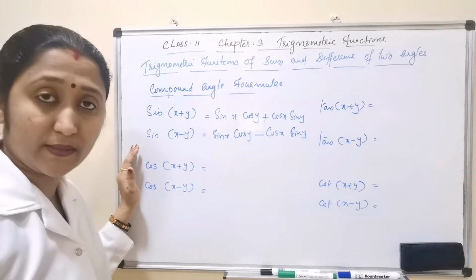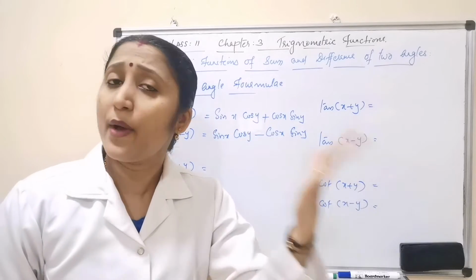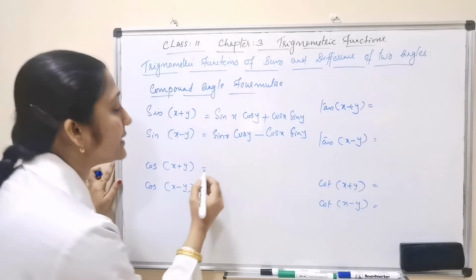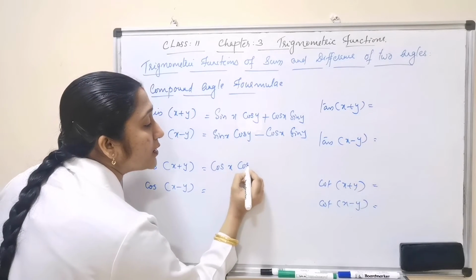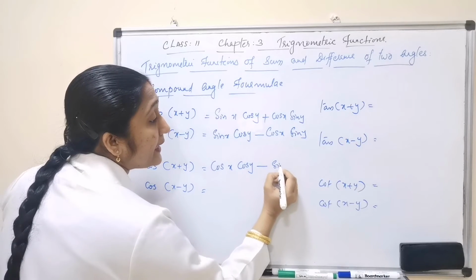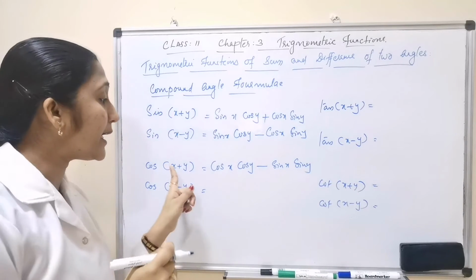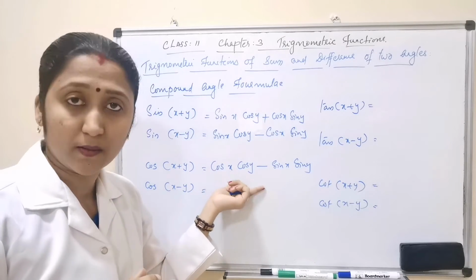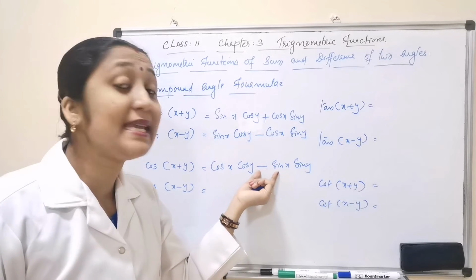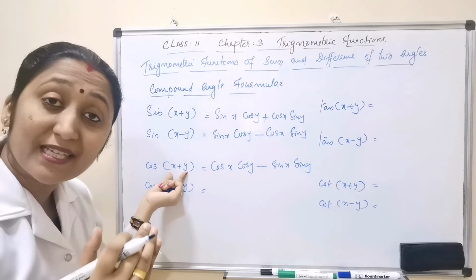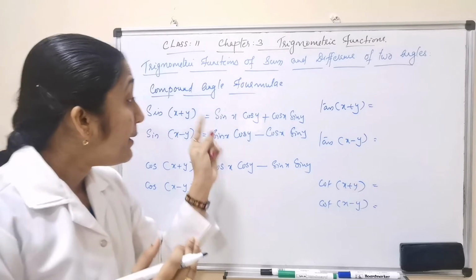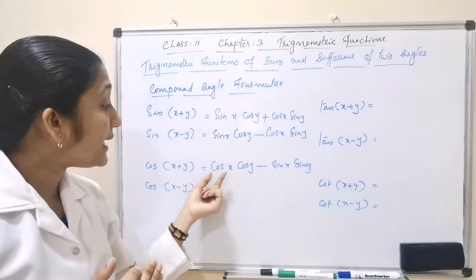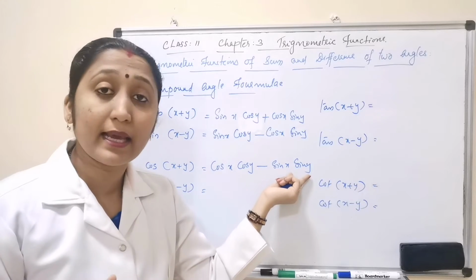In the case of cos of the sum of the two angles, x and y are the two angles. So cos of x plus y means cos x cos y minus sin x sin y. So in the case of cos x cos y, the first term, two terms cos. So cos x cos y minus. Here in cos of x plus y, in the middle is minus. But in the case of sine, it is plus. But here cos x cos y minus sin x sin y.